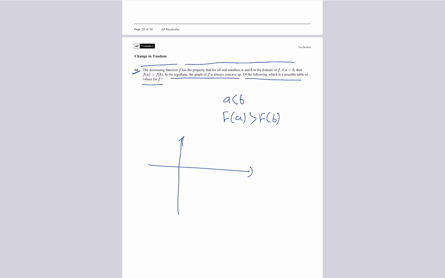The function is decreasing. It could look like this, or it could look like this, right? Let me show you. So it could look like this, or like this, one of the two. Now since it's concave up, it's going to look like the one below, so it's going to look like this, correct? Now what does this tell us? This tells us basically that the rate is increasing.